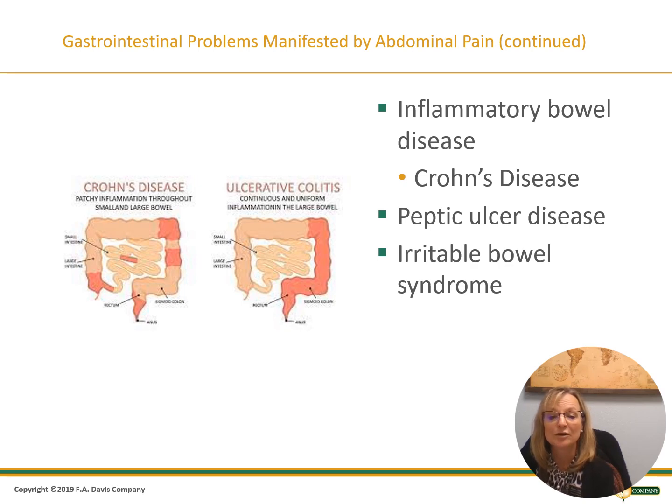GI problems that are manifested by abdominal pain. This is continued, and I really like this right here. It kind of shows the differences where people might get Crohn's disease versus ulcerative colitis. They are both inflammatory bowel disorders.